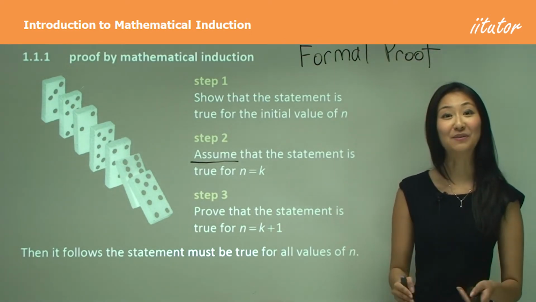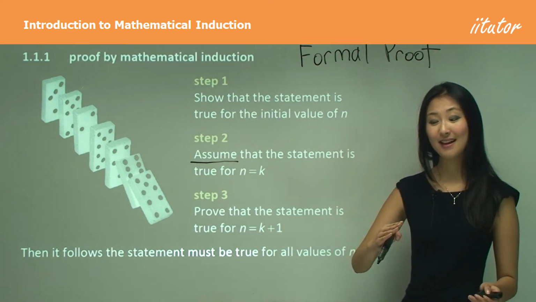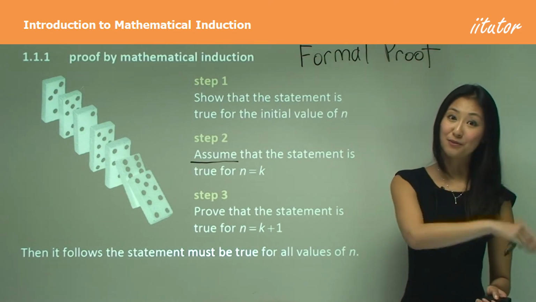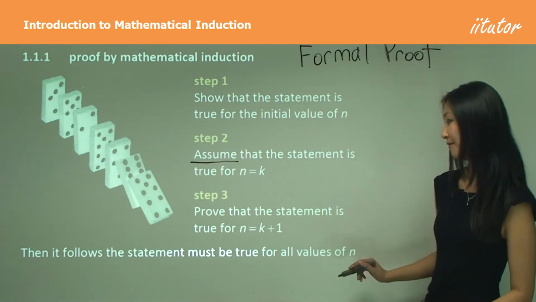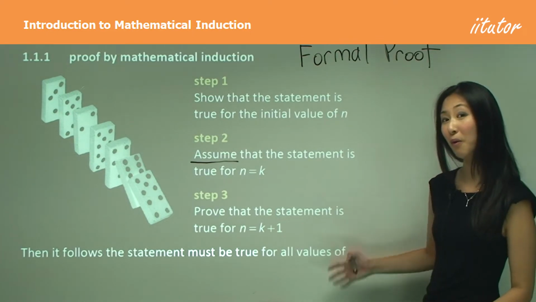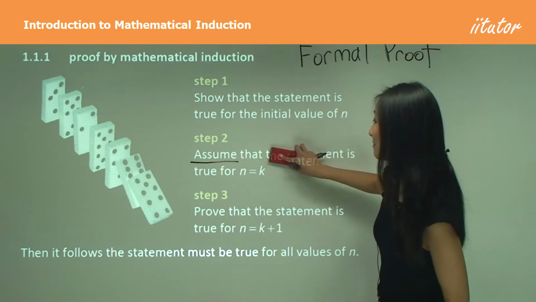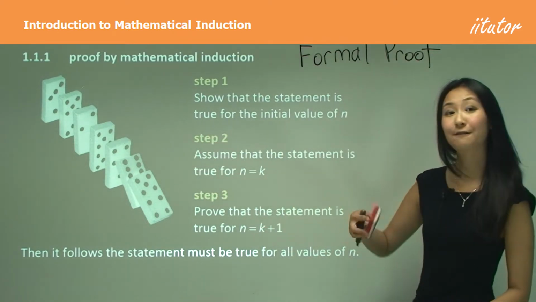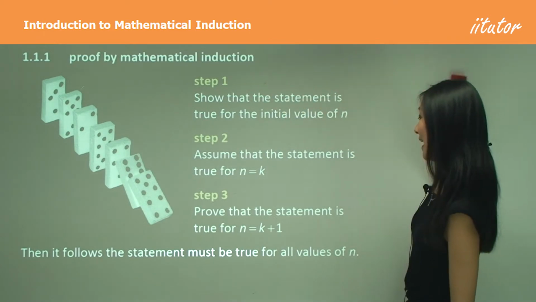And finally, we have to make the conclusion that if there is a starting process and we've proven that the next ones will fall, therefore they will all fall over, or therefore it must be true for all values of n. Okay, so remember, mathematical induction is a formal proof for left-hand side equals right-hand side.